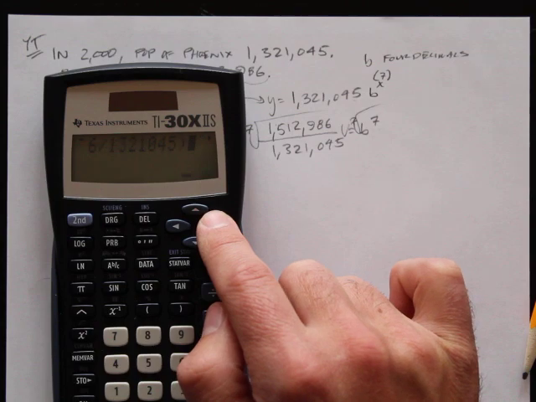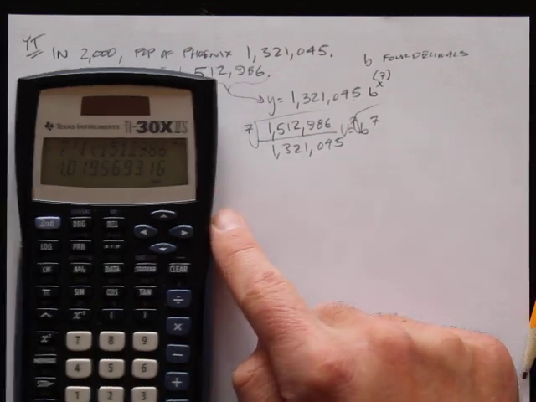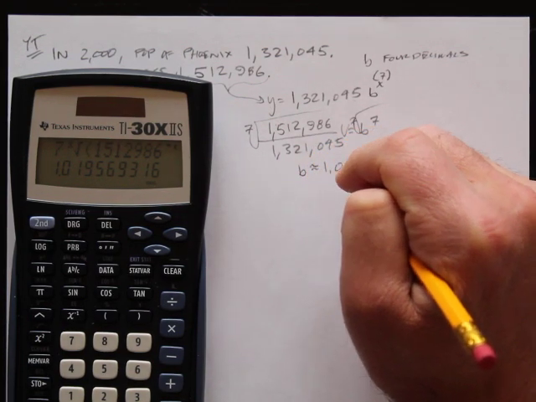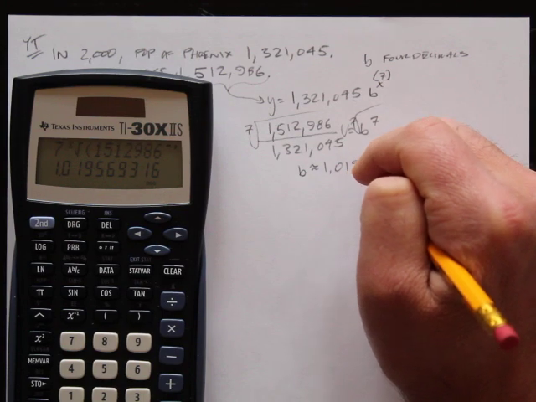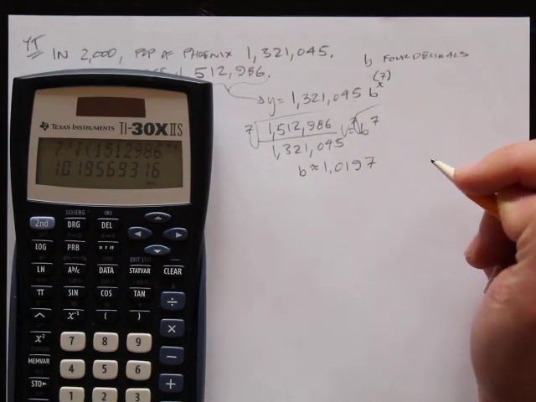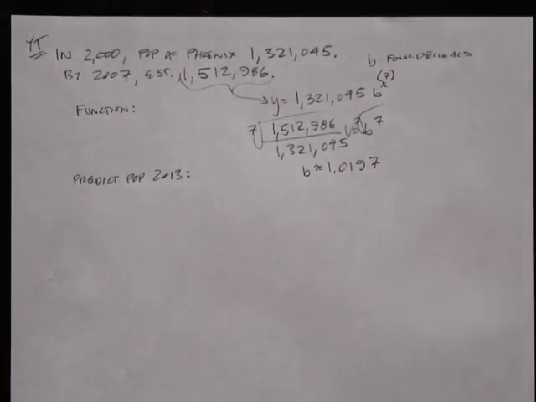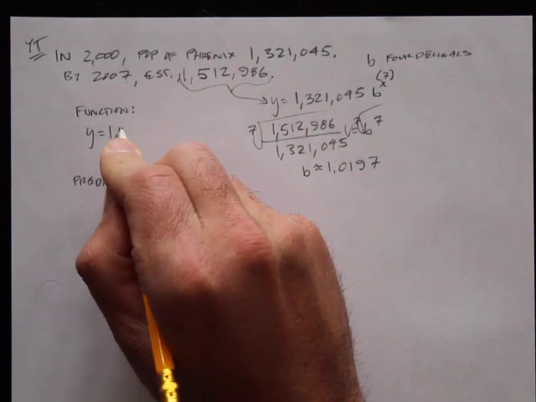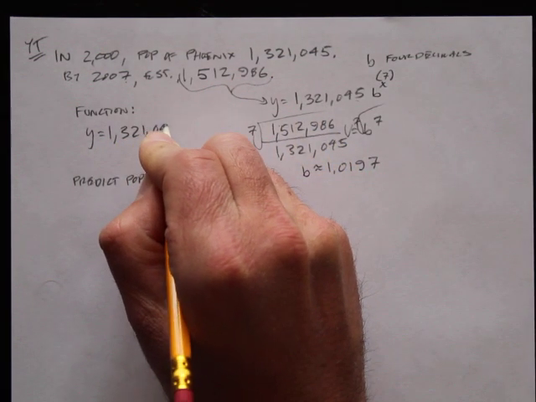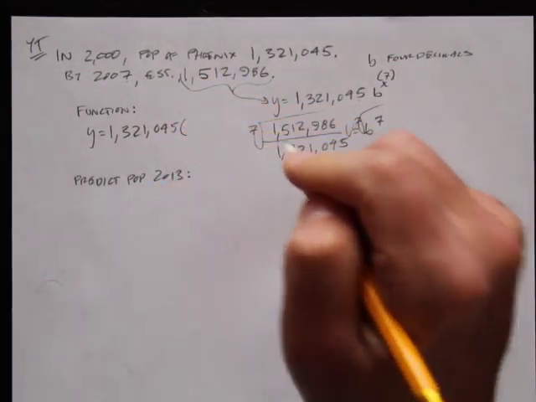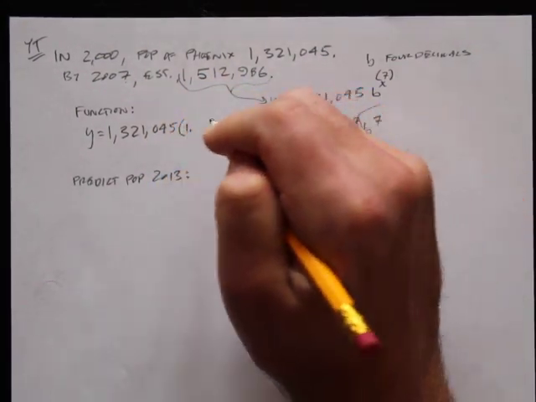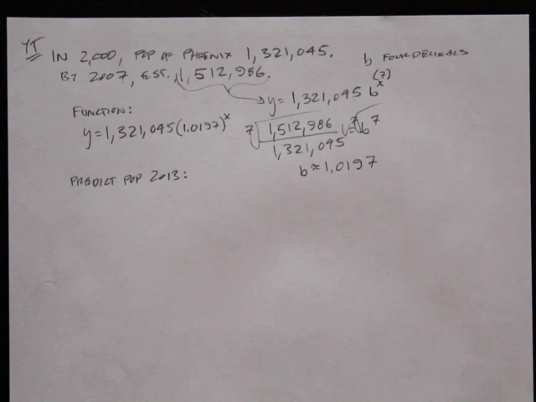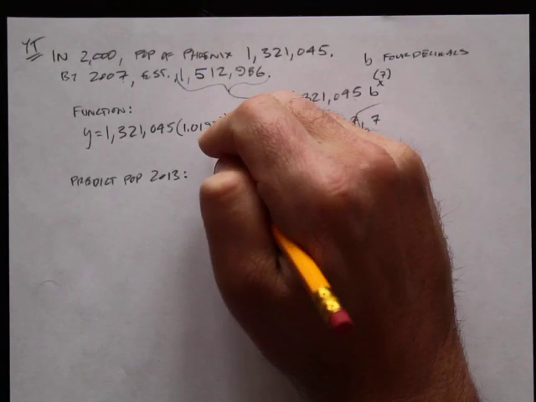1512986. Okay, that looks all good. Equals. So B is approximately 1.019697. Should be 97. Okay, so my function is going to be y equals 1,321,045 times 1.0197 to the power of x. All right, so you should have gotten that for your function.